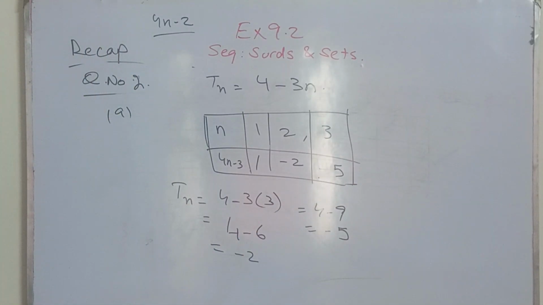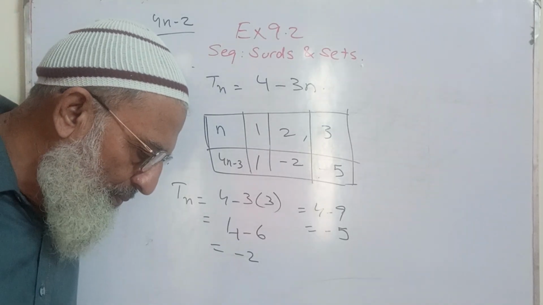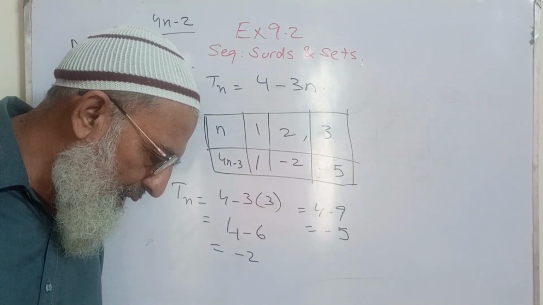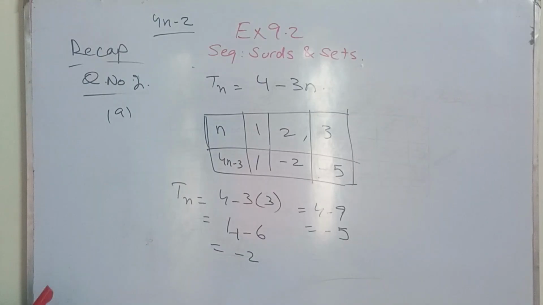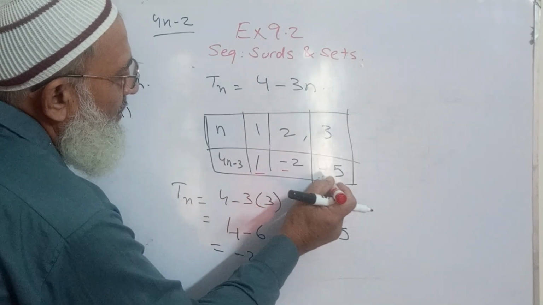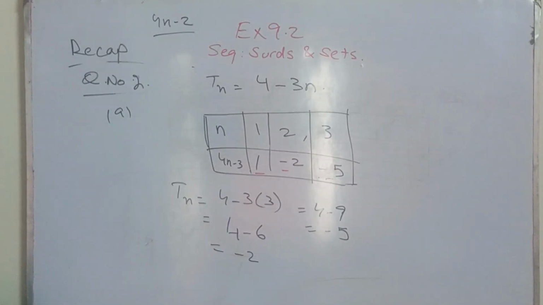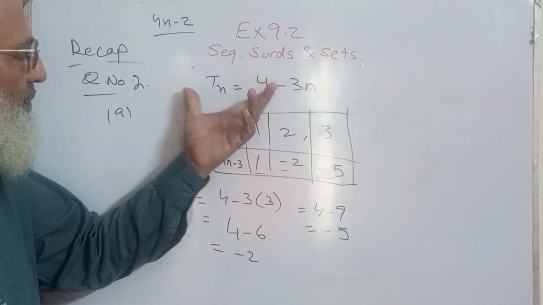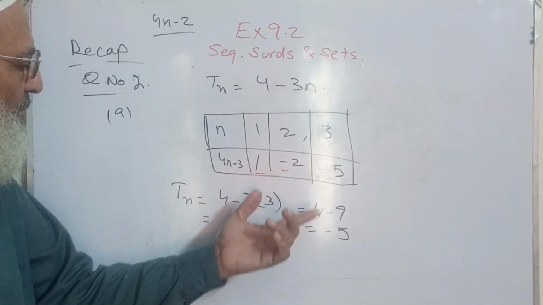Okay, so this is the first part, first three terms. We have found the first three terms. Now this is your first term, second term and third term. This is the first three terms of this pattern.